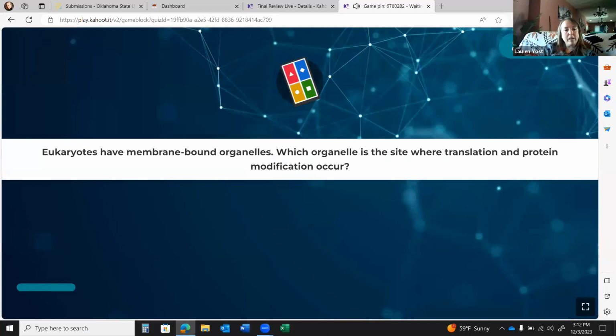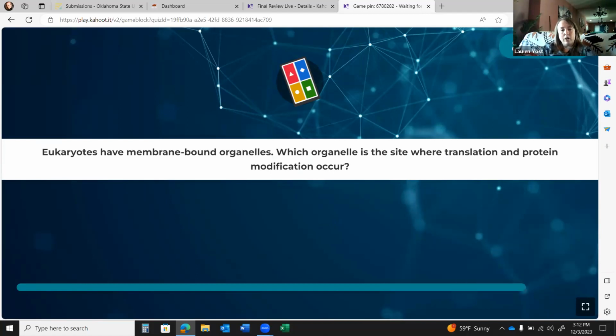Okay, eukaryotes have membrane-bound organelles. Which organelle is the site where translation and protein modification occur?